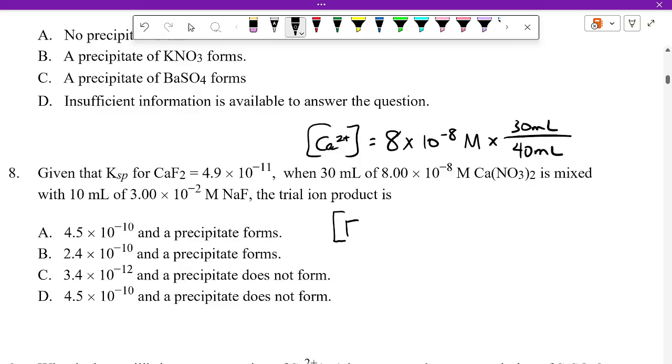For fluoride, we start with 3 times 10 to the negative 2, and we start with 10 milliliters and we finish with 40 milliliters. Well, you don't have to use the Noon method. You can use M1V1 equals M2V2. It'll give you the same thing. You have to use a dilution calculation of some kind.